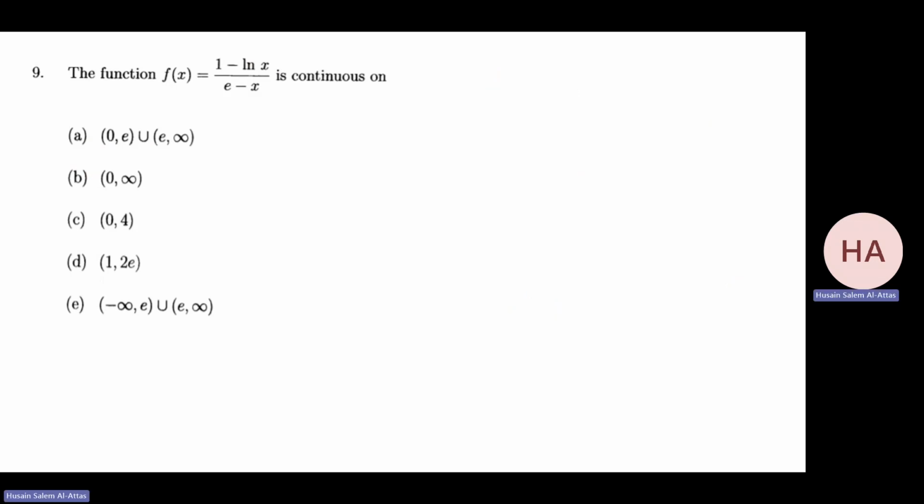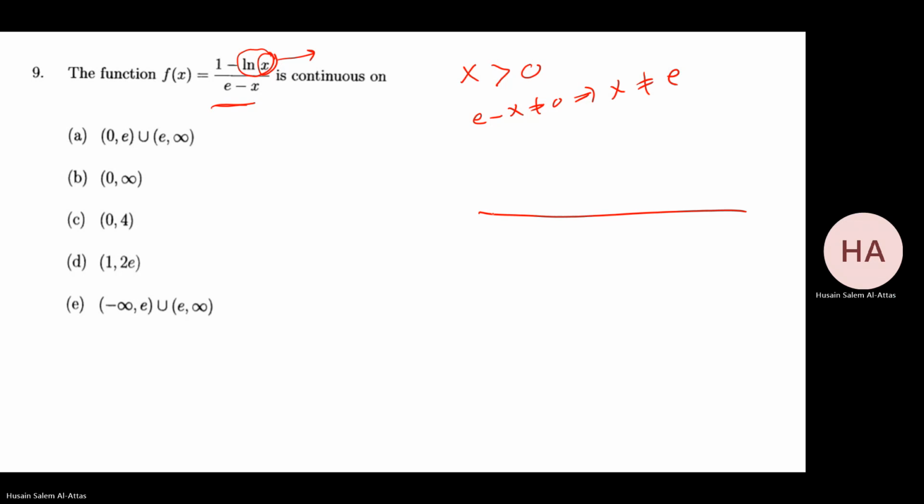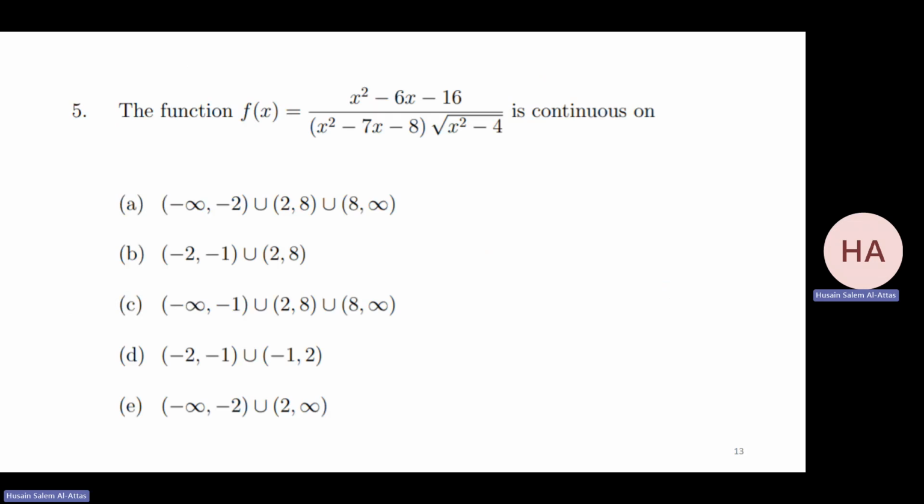When this function is continuous, I need the argument of the ln, which should be positive. So this is the first condition. Also, I need e minus x not equal to 0, which means x not equal to e. So it is open at 0, and e is there, so it will be from 0 to e union e to infinity. E is just a number. X greater than 0 and x not equal to e.